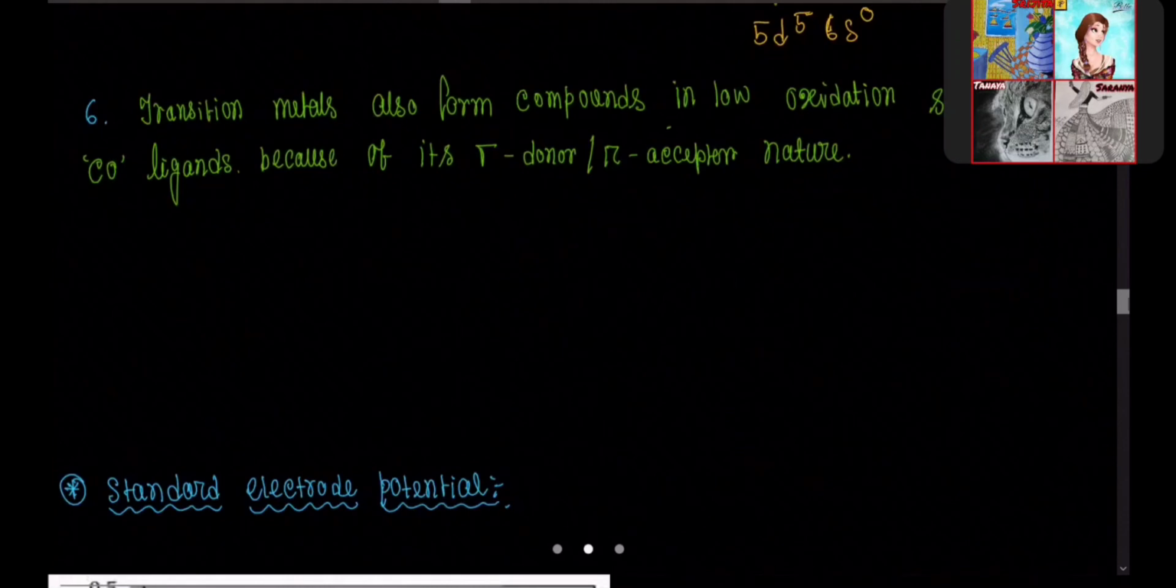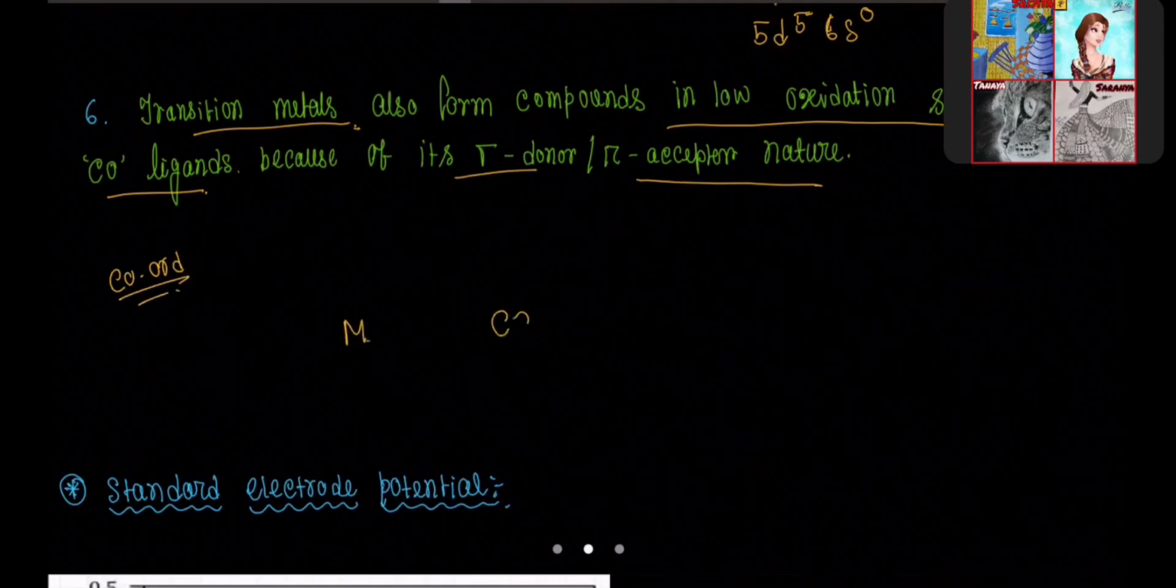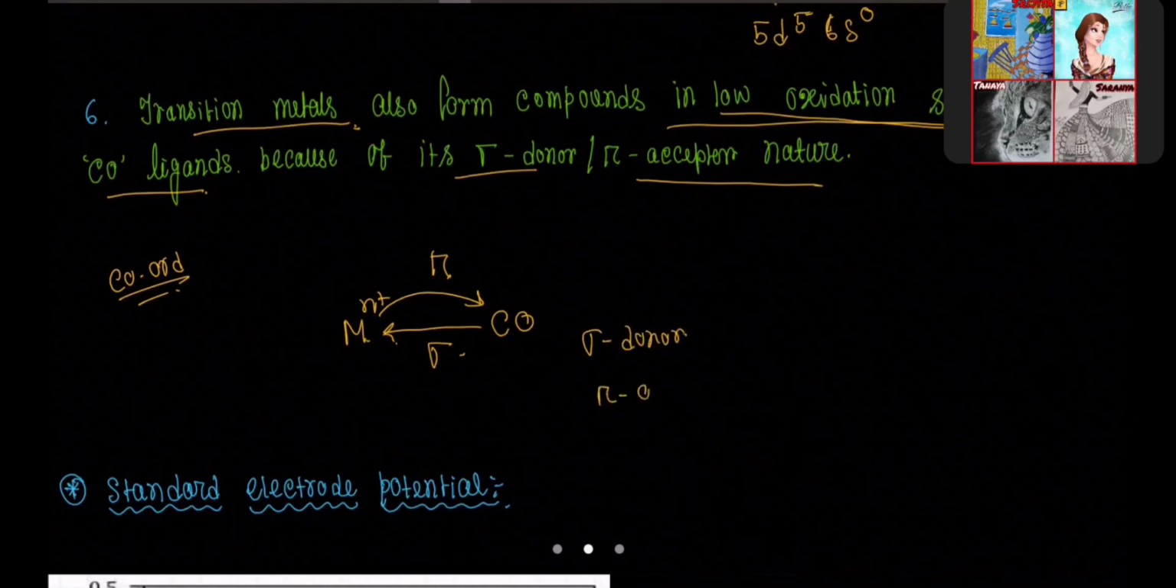The transition metals also form compounds in low oxidation states with the carbonyl ligand. Carbonyl is a sigma donor pi acceptor type of ligand, which was covered in coordination chemistry. If a metal reacts with carbonyl, the carbonyl gives electrons to make a sigma bond, and the metal becomes electron rich, so it donates the electron back to carbonyl to make a pi bond. That's why we call it sigma donor pi acceptor. In these cases, metals can be seen in a lower oxidation state.